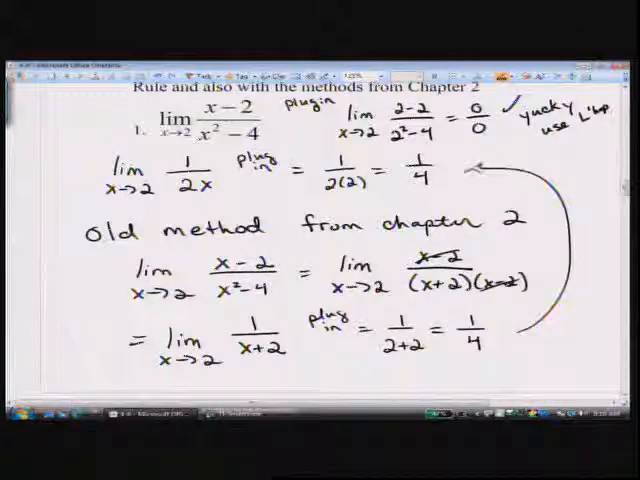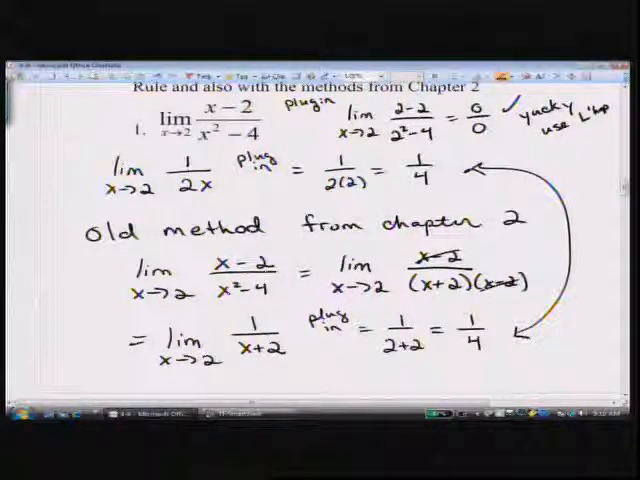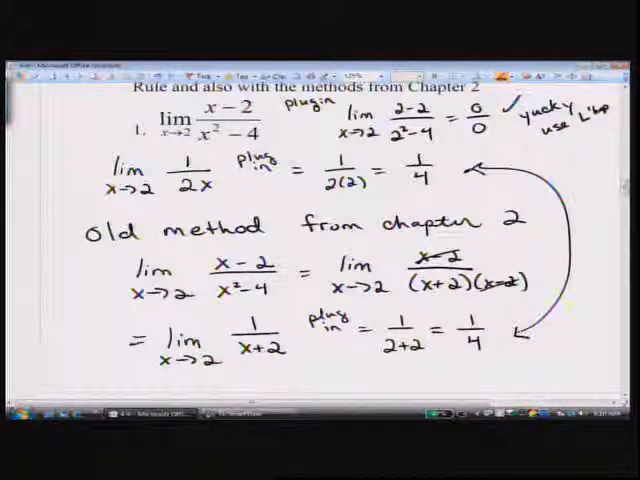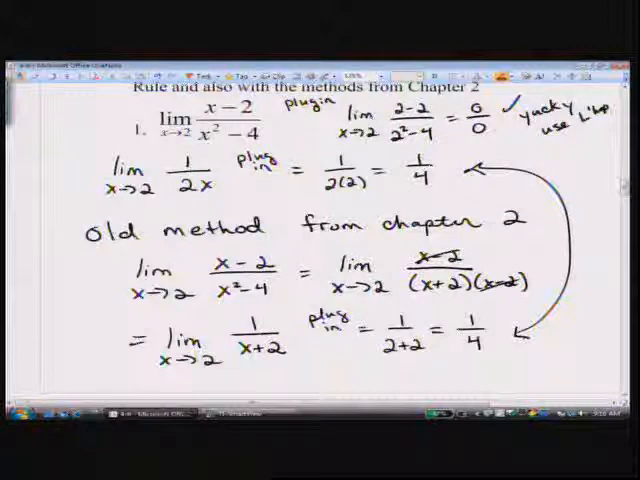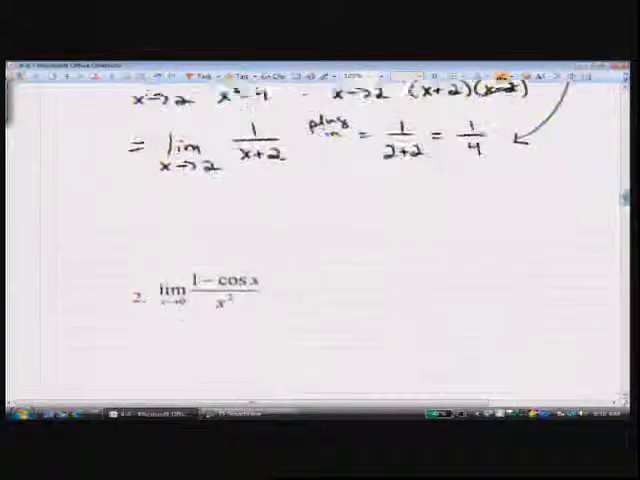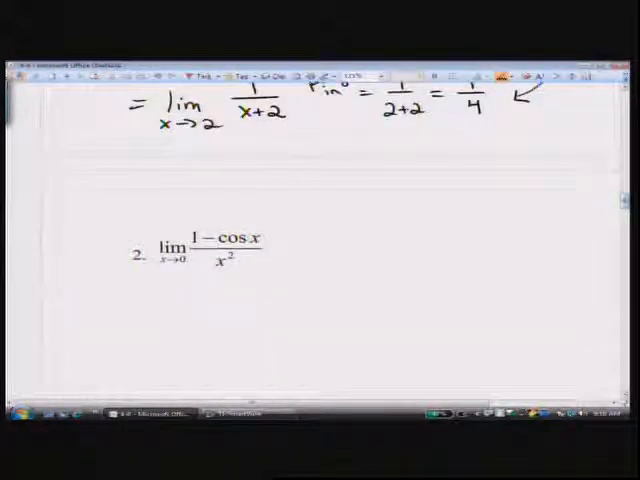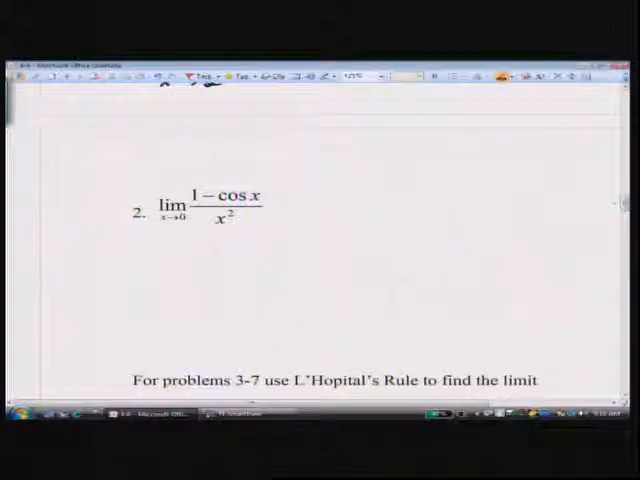So notice, you get the same answer whether you use the methods from Chapter 2 or L'Hopital's rule. You get the same answer. Okay? Now, this one was easy to do with the methods from Chapter 2. It was easy to factor. That's not always the case. So, we'll look at some where they're more complicated, and it's more fun to use L'Hopital. Okay. For example, this problem is more fun with L'Hopital.